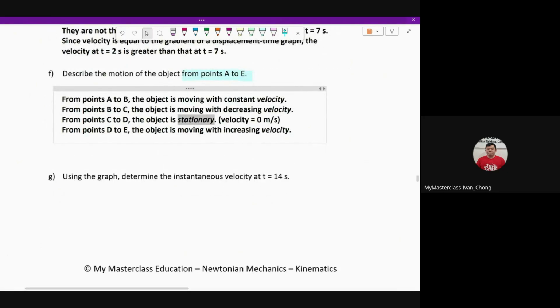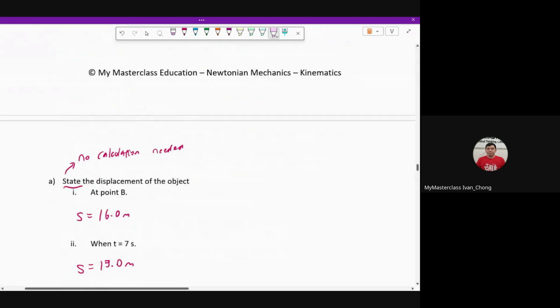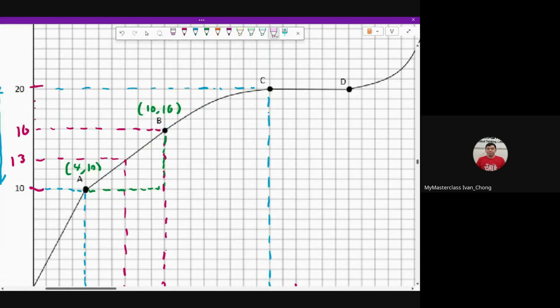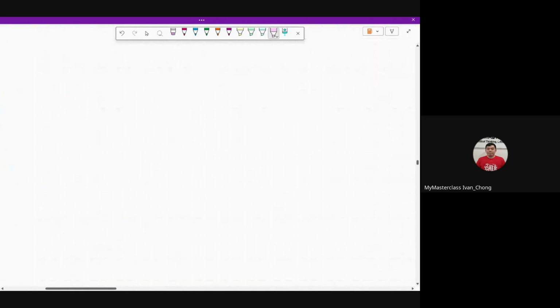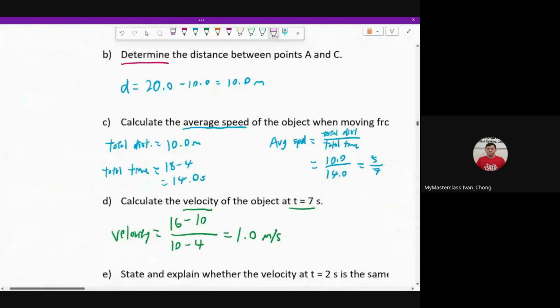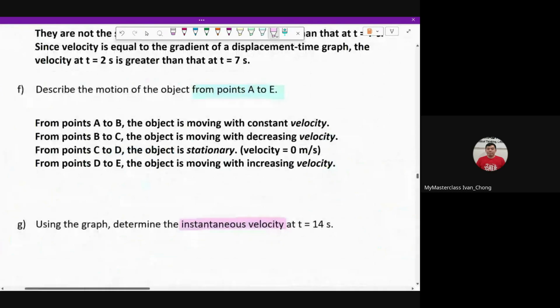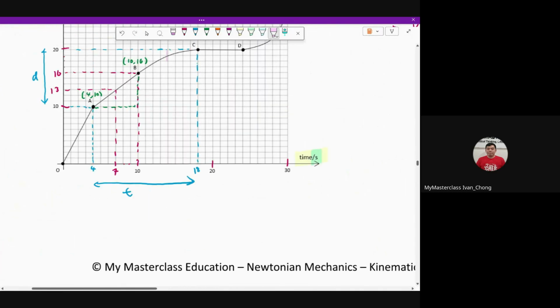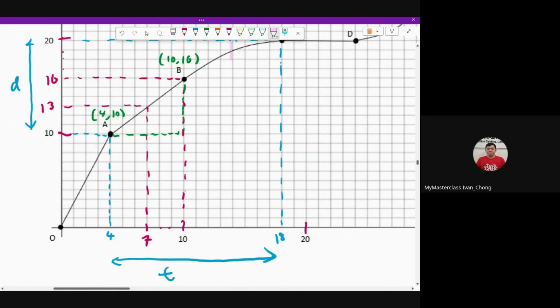Okay. So next, last but not least, you want to talk about your instantaneous velocity. Now, what do you mean by instantaneous velocity? Basically, they are asking you what is the velocity at this point over here. Because if I'm not wrong, it's at T14, right? So where is T14? Let's take a look at T14. So let's zoom in. Where is T14?